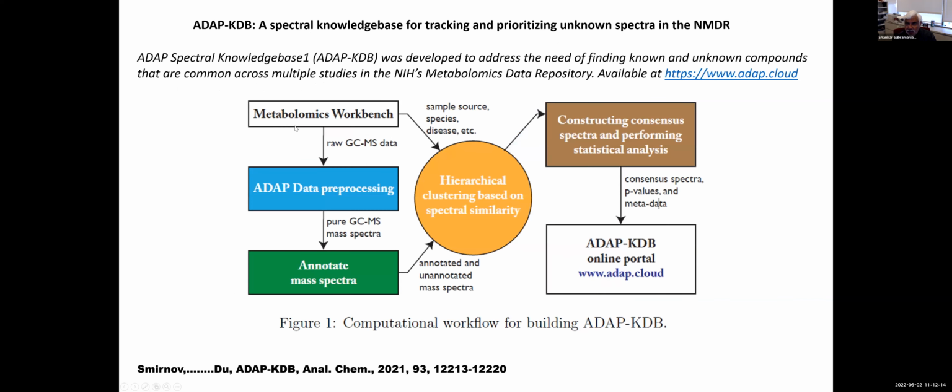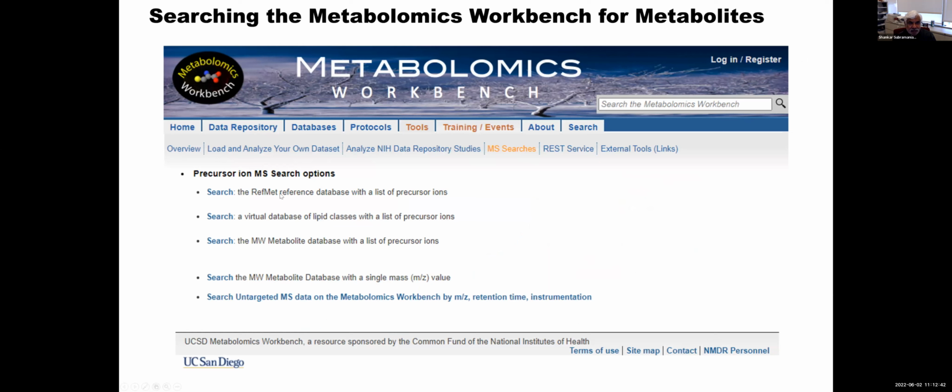And here is how ADAP-KDB works. You saw this yesterday in much more excruciating detail, but you can come to the workbench. You can go through ADAP data pre-processing, annotated mass spectra, look at hierarchical clustering, construct consensus spectra, and then you can go to the ADAP-KDB portal for further analysis. So this is really very easy for somebody who wants to analyze unknown, untargeted mass spectrometry.